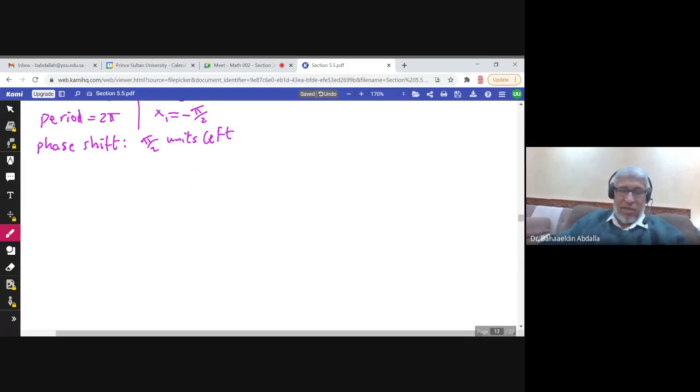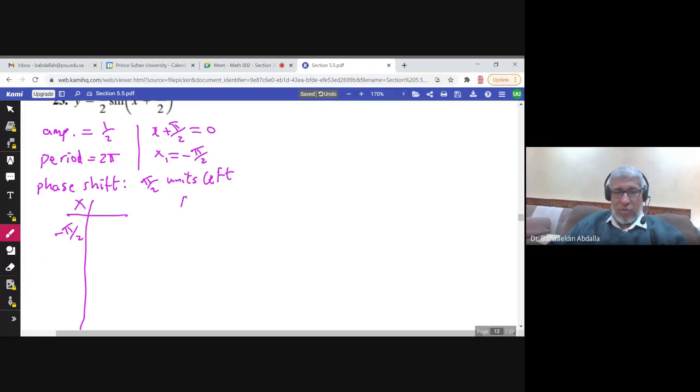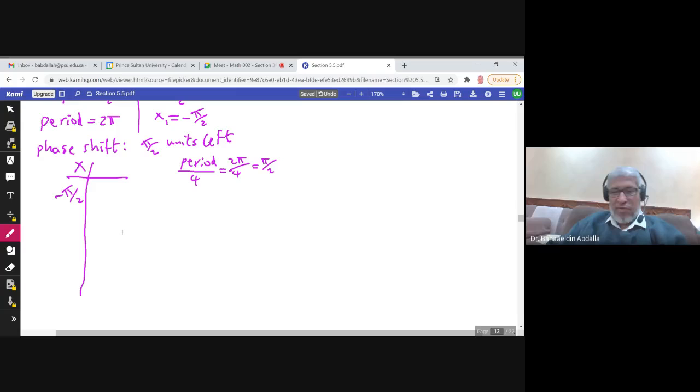Okay. Now let us find the table, the 5 key points. The first one is negative pi over 2, which is this one. And now I need period over 4. Period is 2 pi over 4. That's pi over 2. Okay, so I need to add pi over 2. Pi over 2 plus negative pi over 2, 0. Plus pi over 2, pi over 2. Plus pi over 2, pi. Plus pi over 2, 3 pi over 2. Do we have 5? Yes.